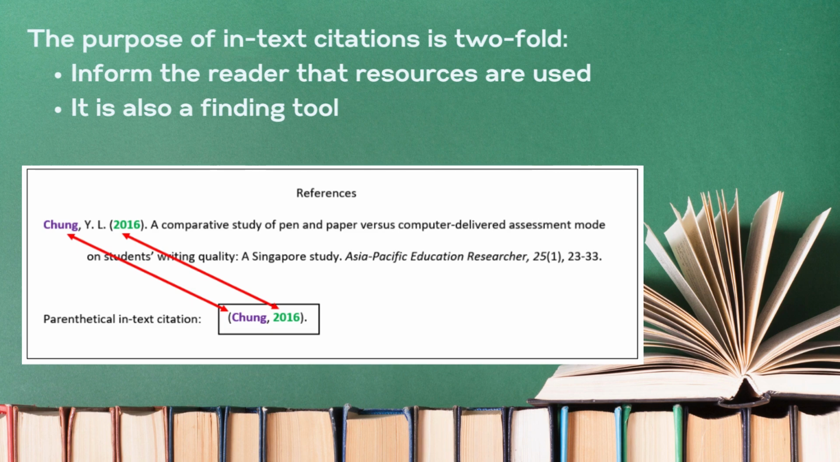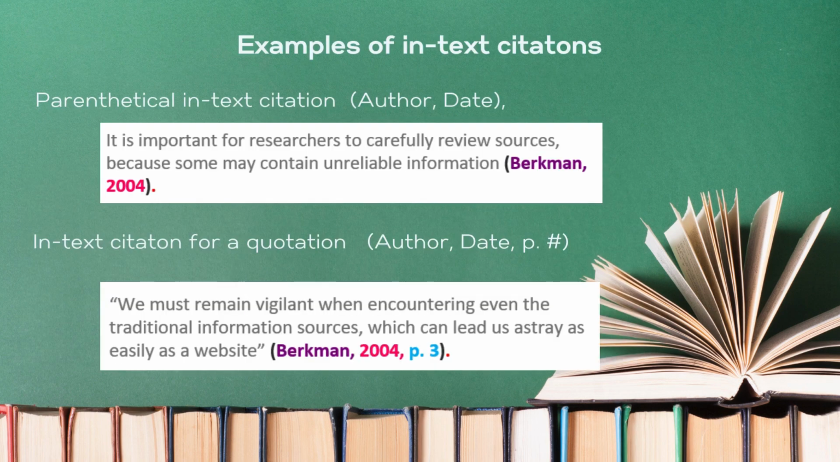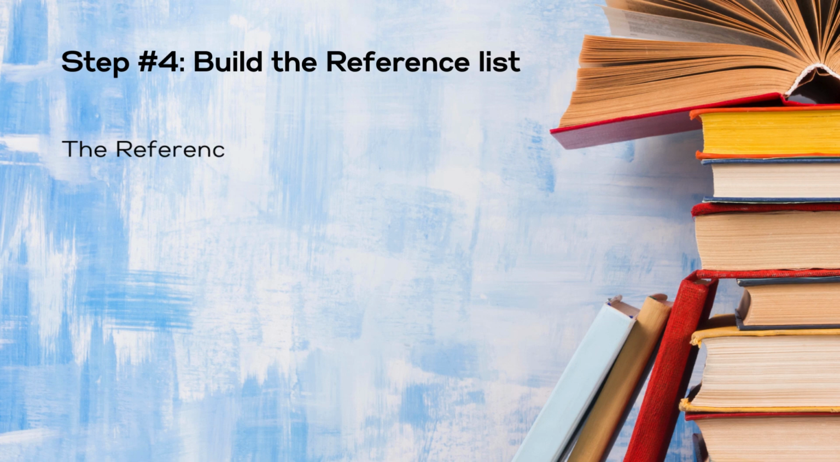Let's look at an example of a parenthetical in-text citation for a paraphrase and a quotation. Both appear in parentheses at the end of a sentence, and both include the author's last name and the year that the resource was published. The in-text citation for a quotation includes one additional piece of information: the page in the source where the quoted material appears.